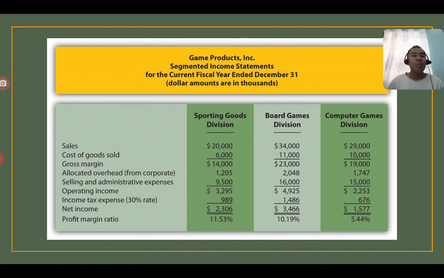For example, the sporting goods division has 20 million in sales, the board games 34 million in sales, and computer games 29 million in sales. Of course, the board games division has the highest sales compared to the other two divisions, so we would expect that it would also generate the highest net income. So there are weaknesses of net income as a basis of performance evaluation of the different divisions in a decentralized organization.